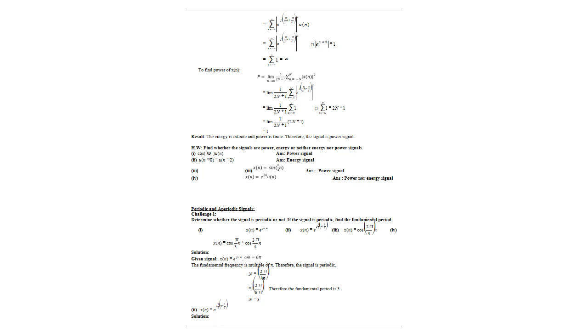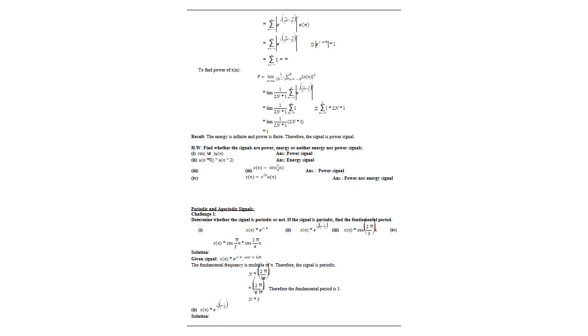Periodic and aperiodic signals. So here is one of the problems. The given signal is x of n is equal to e^(j6πn), that is, omega naught value will be 6π. Okay. So the fundamental period will be N equal to 2π by omega naught, so 2π by 6π. So that will cancel, and we will get N is equal to 3.